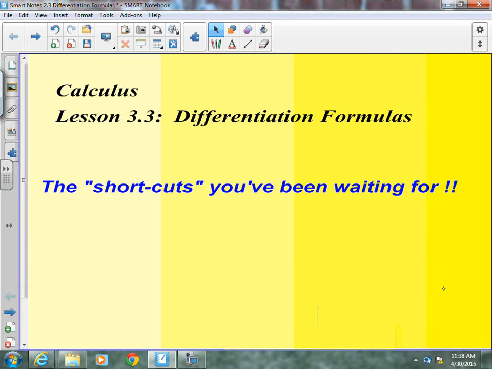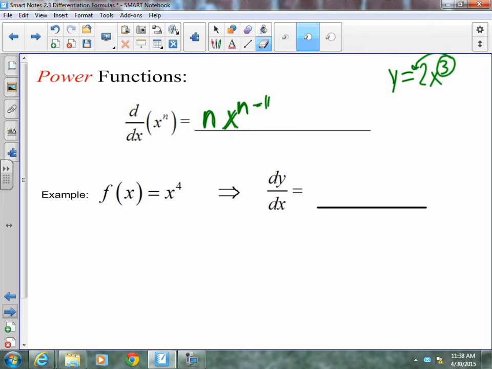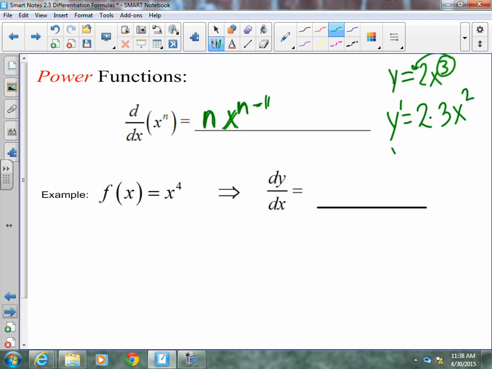So, first shortcut, if you have x to the n, that's going to be n times x to the n minus 1. For example, if y equals 2x cubed, y prime will be, keep your 2, move your 3 out front, and subtract 1 from your power. So, y prime is 6x squared. Another example, x to the 4th, the derivative will be 4x cubed.